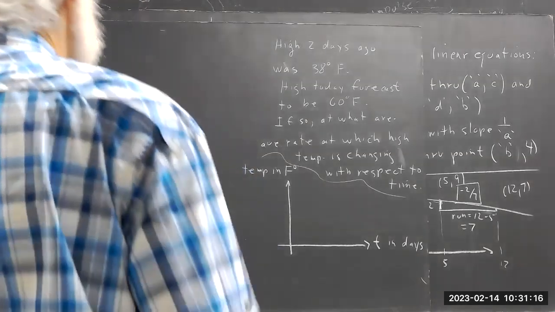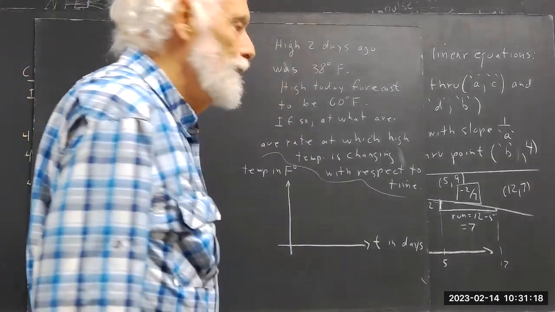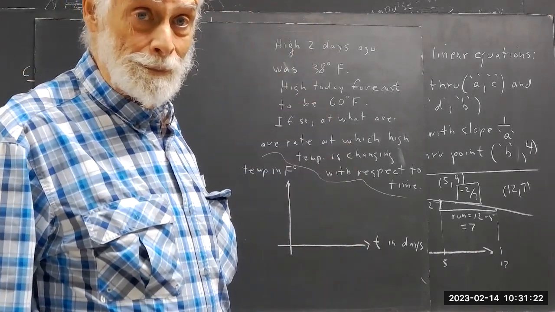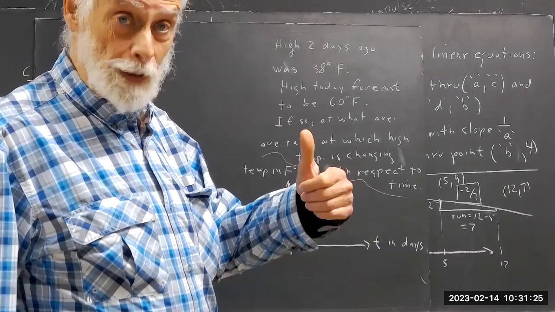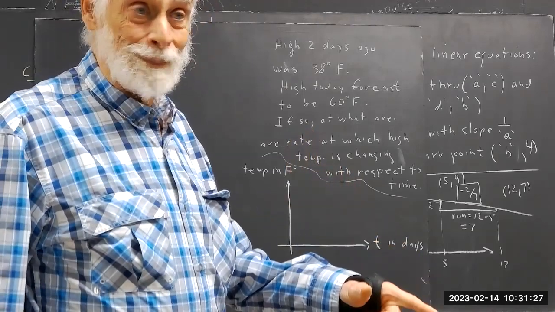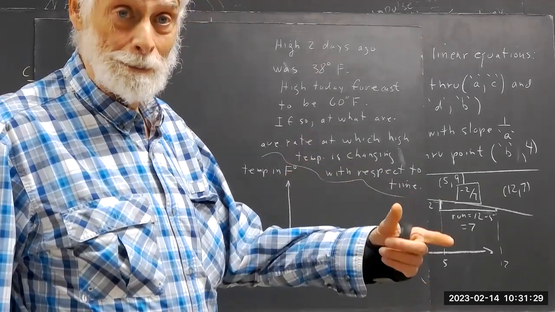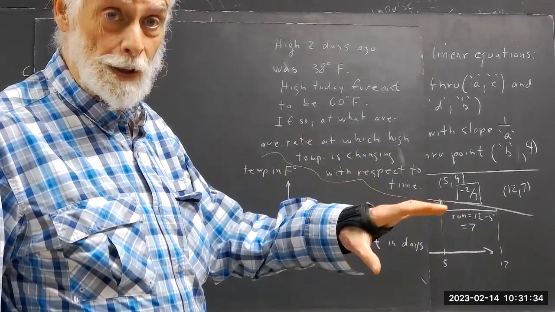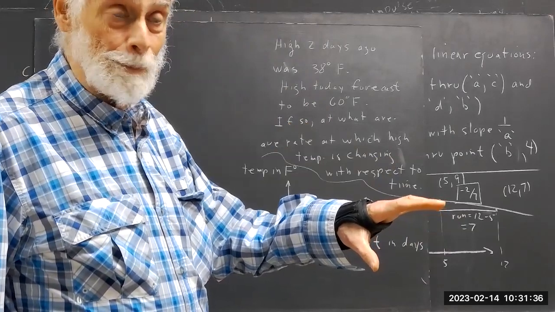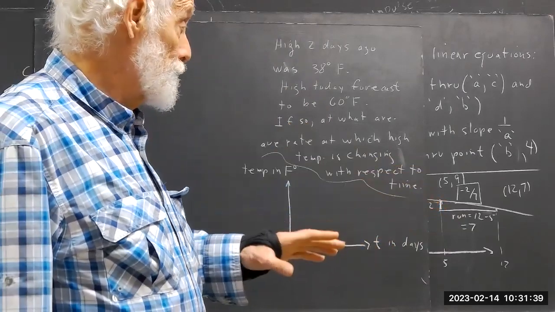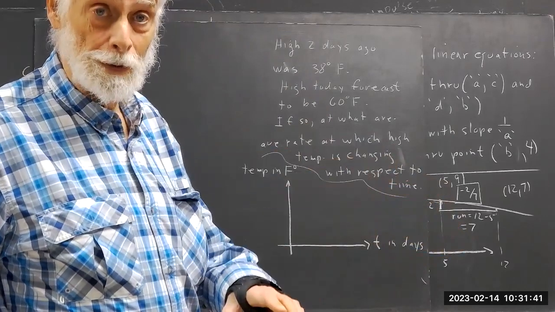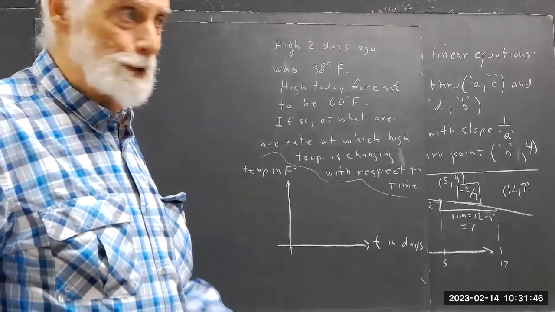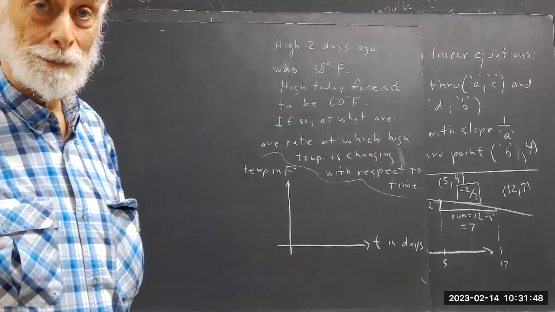Now, there are two ways we can do this. The temperature went up 22 degrees Fahrenheit in 2 days. That's an average of 11 degrees per day. So it's a straightforward calculation if you understand what rate of change means. You can say change in temperature over change in time. I recommend, though, that you put these things on a graph.